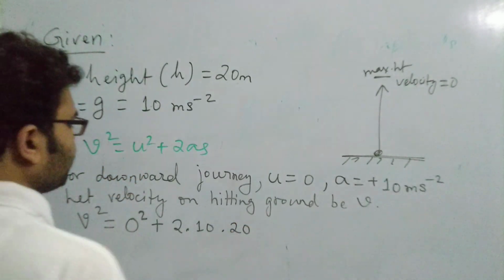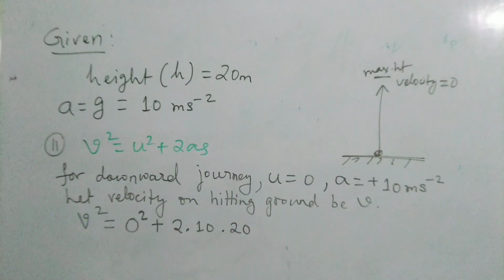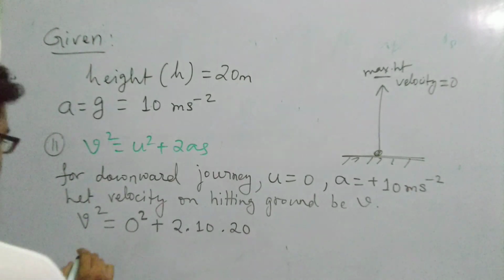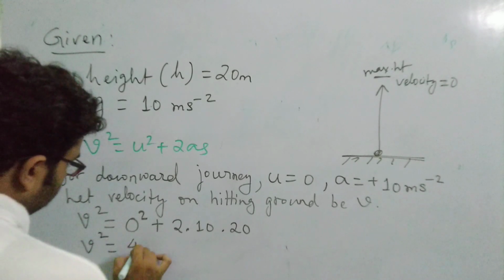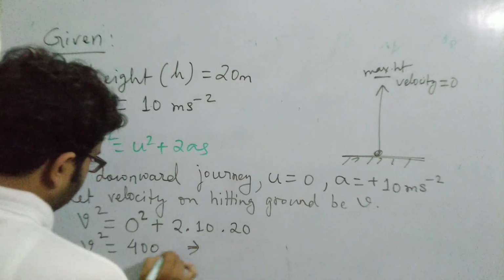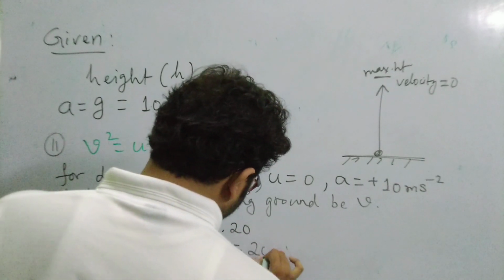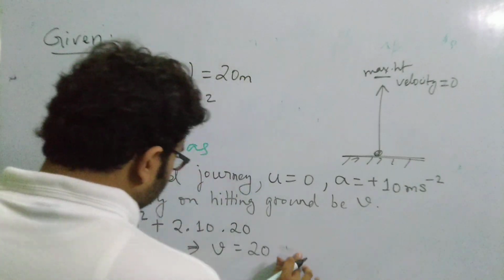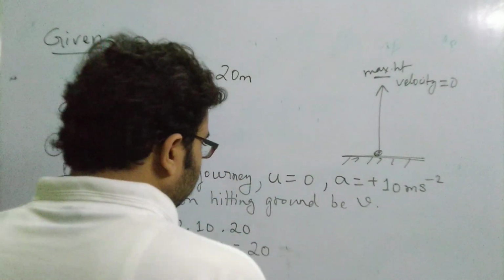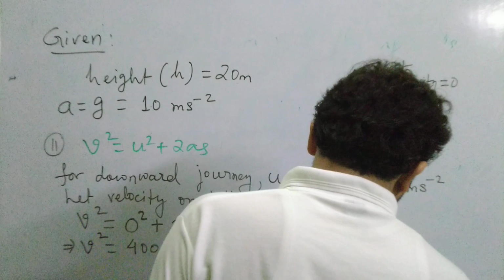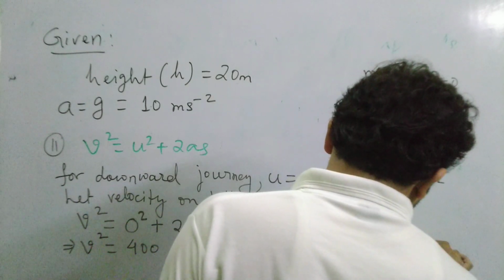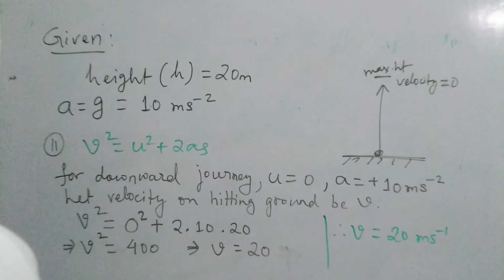So again the velocity, when it hits the ground, is again the same value, 400, as I said that it will have the same value as when being thrown up. V is equal to again 20 meter per second. So 20 value is coming. So you can say therefore the final velocity when hitting the ground is again 20 meter per second. Okay, fine. So this is the value.